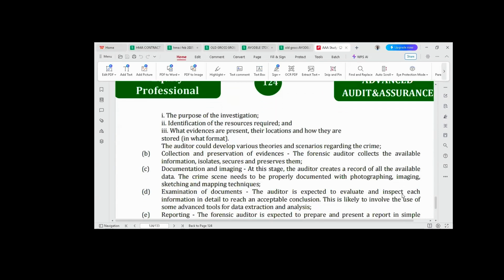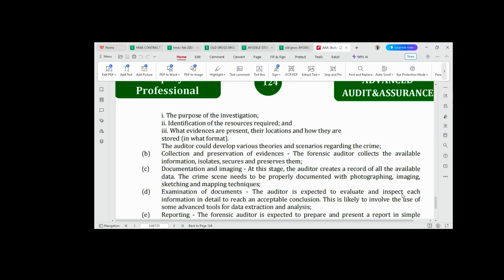The second one is collection and preservation of evidence. As a forensic auditor or practitioner, you collect the available information and isolate it in a secure place so that it cannot be tampered with. Then the next thing is documentation and imaging. The auditor creates a record of all available data. A crime scene needs to be properly documented with photography, image sketching, and mapping techniques.